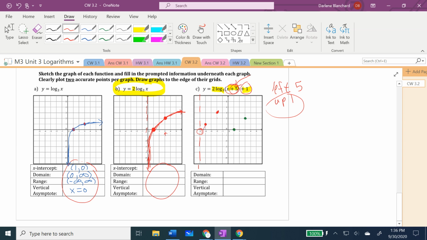And now I'm going to graph this function, or at least try. The domain is now from -5 to infinity. The range will always be negative to positive infinity, and my vertical asymptote moved over to -5. So that's the end of classwork 3.2.